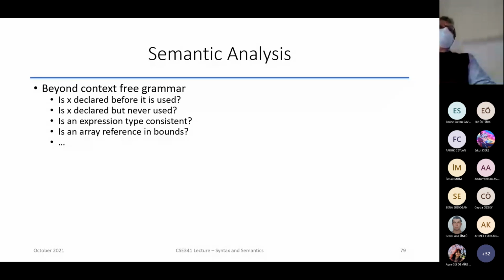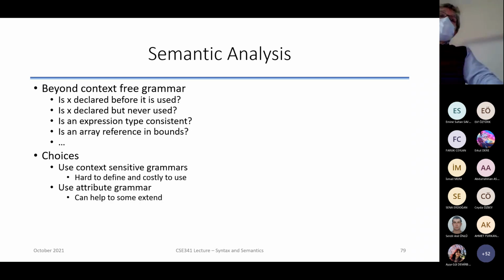Is an expression type consistent, for example, or is an array reference out of bound? Some languages don't even do this one, right? We know some languages like C don't check if an array reference is out of bound. Some languages do. So these are part of the semantics of an array, of a variable, of an expression, and so forth, that cannot be captured by a context-free grammar. So what do we do then? How do we do this one?